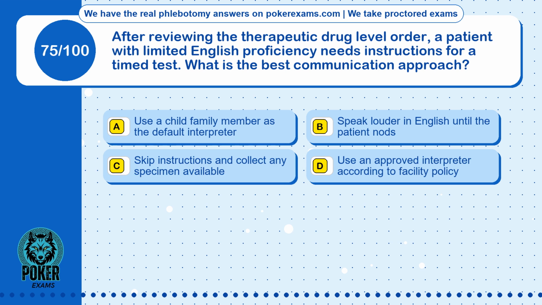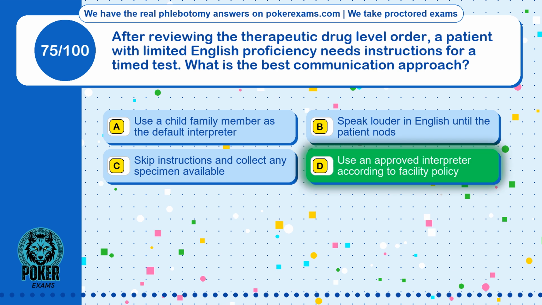Question 75. After reviewing the therapeutic drug level order, a patient with limited English proficiency needs instructions for a timed test. What is the best communication approach? Option A, use a child family member as the default interpreter. Option B, speak louder in English until the patient nods. Option C, skip instructions and collect any specimen available. Option D, use an approved interpreter according to facility policy.